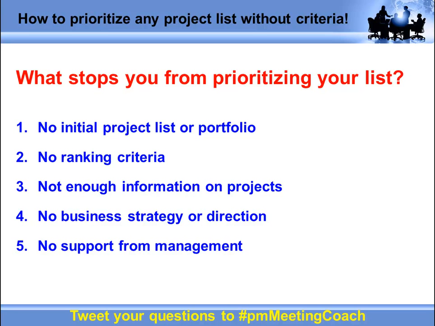So, does this list look familiar to you? Are these some of the things that stop you from prioritizing your list? If you have some other items that we didn't mention, just send me a tweet at hashmark PM Meeting Coach, and I would love to hear what some of the other items are that are stopping you from prioritizing your list.